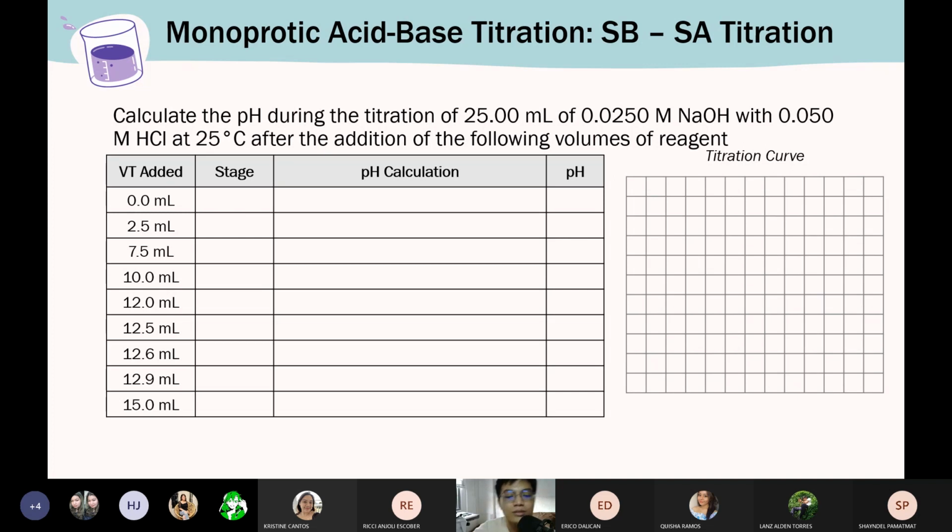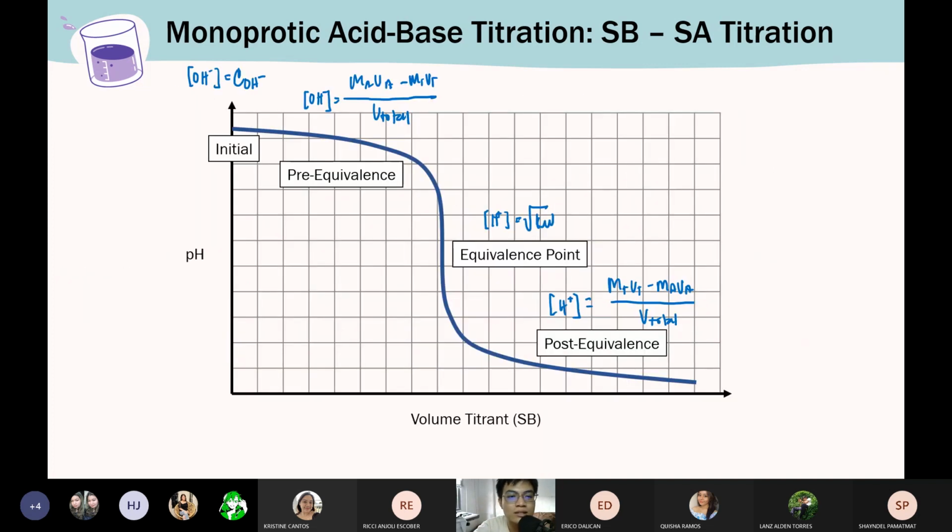Okay? So, bago kayo mag-answer niyan, take a screenshot of the following slides. This one. So that you will know what equation should you use. Kasi kapag mali ang equation, wala na. Okay? Okay, so take a screenshot of that one. Sorry, ito yung typo ko dito. Hindi ko pa rin siya na-edit pala. It should be SA kasi your titrant is a strong acid.